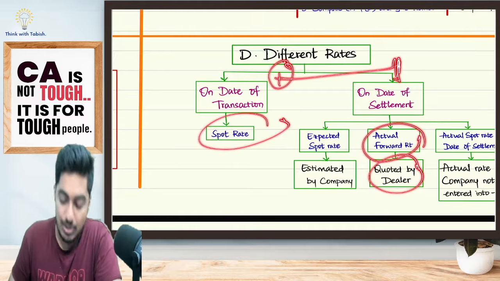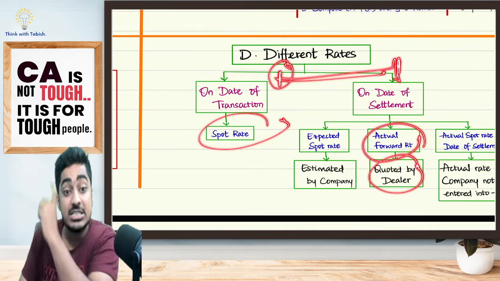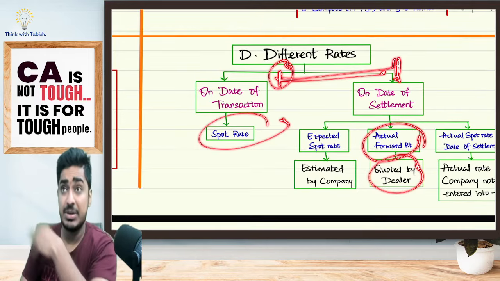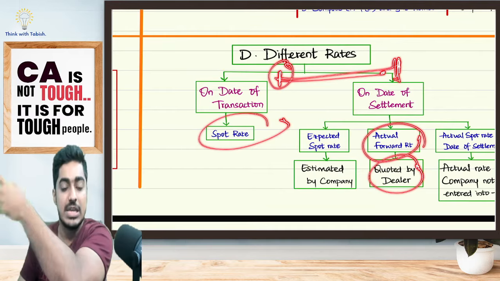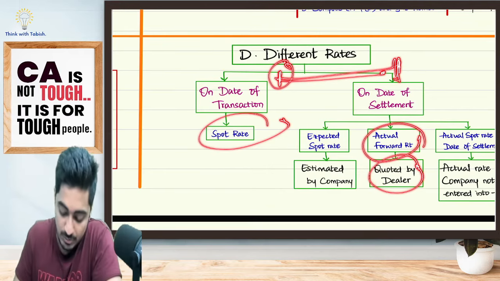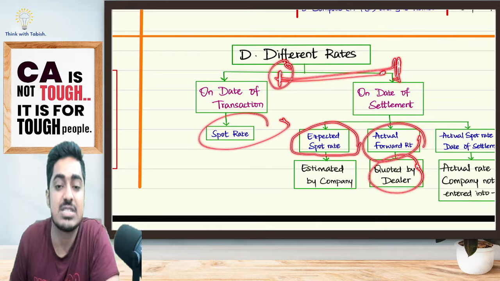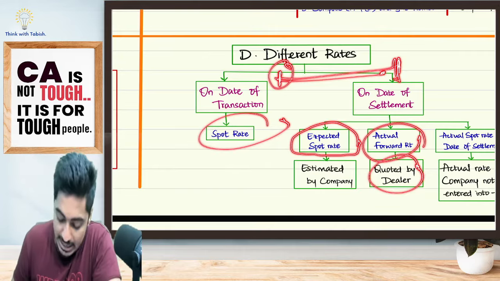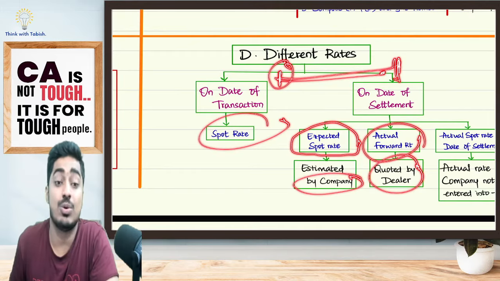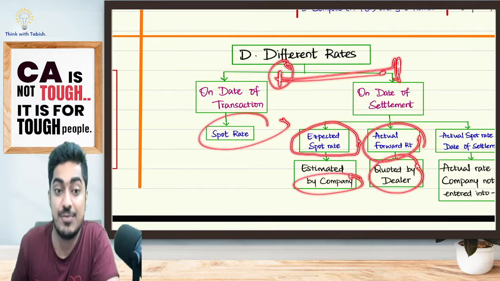Now, I am standing here and estimating myself what can happen 3 months later. What is my expectation? An expert can also do this. It is called the expected spot rate or expected forward rate. The company is doing that estimation. Is it real? No. We are doing estimation based on the information we know.